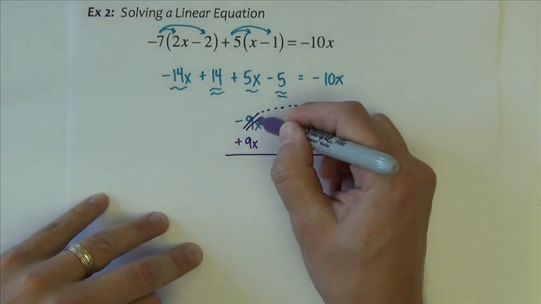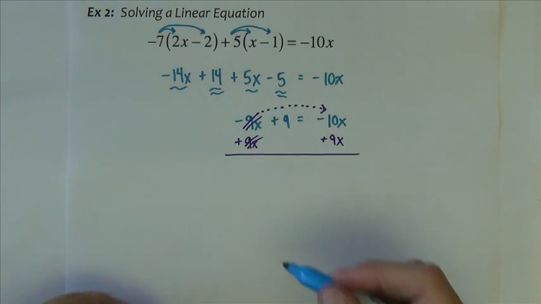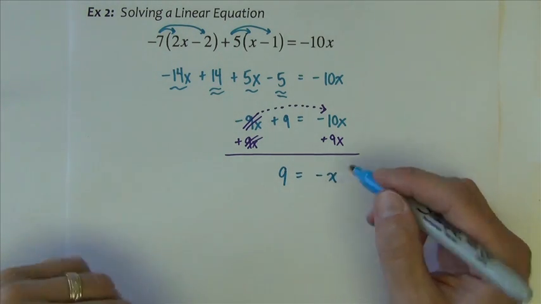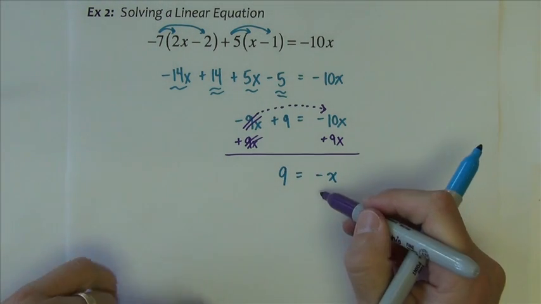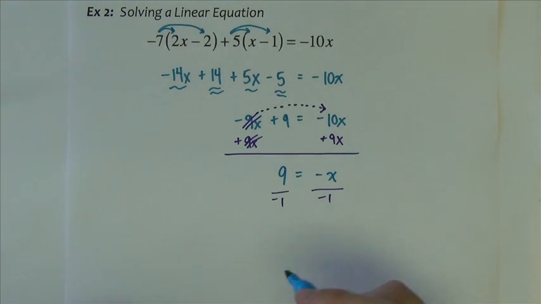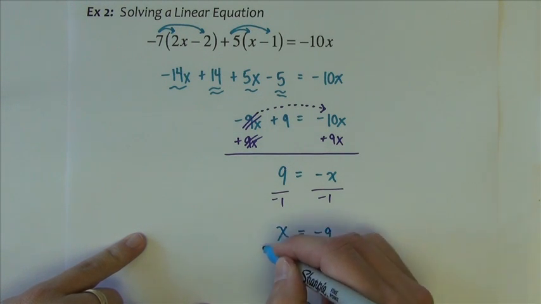The negative 9x and positive 9x cancel. So we end up with 9 equals negative x. So we will finish this by dividing by negative 1. I'm going to flip-flop sides of the equal sign to get to x equals negative 9.